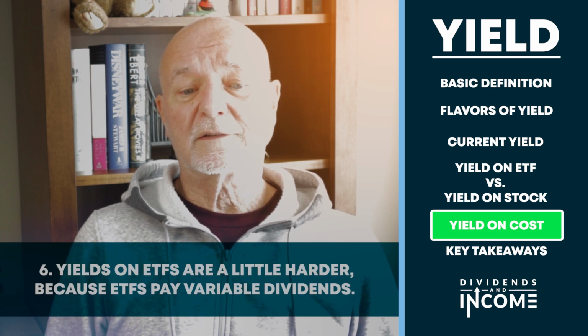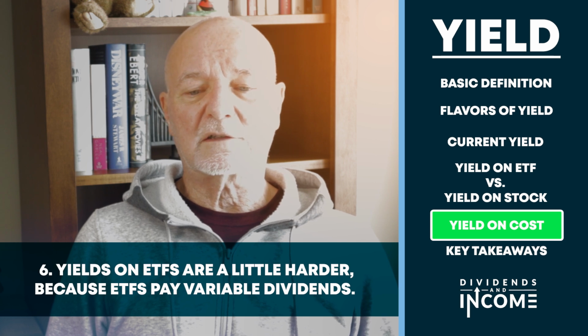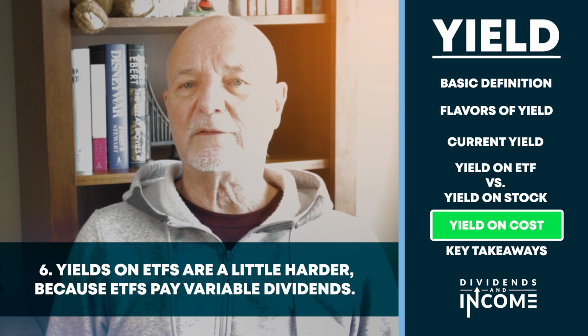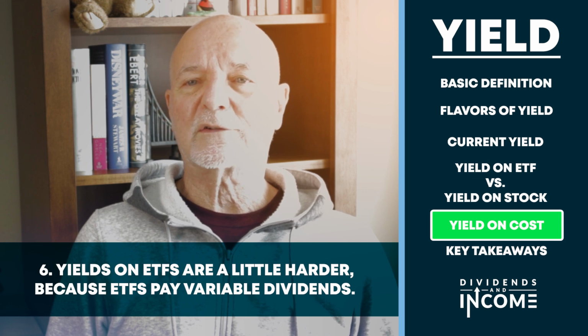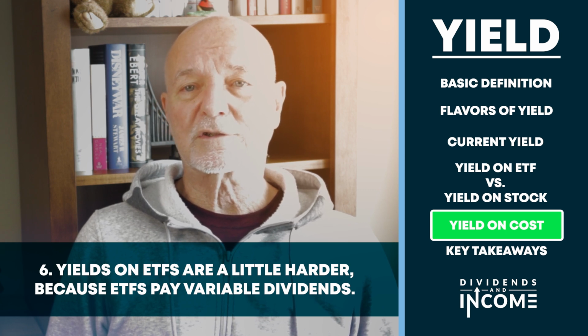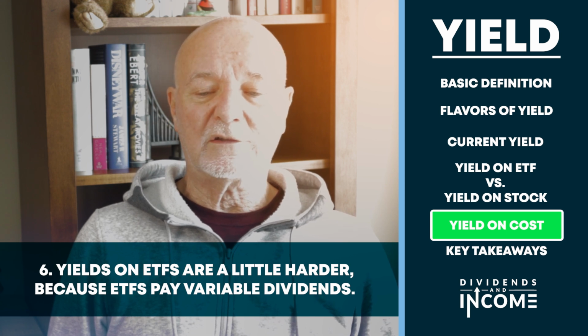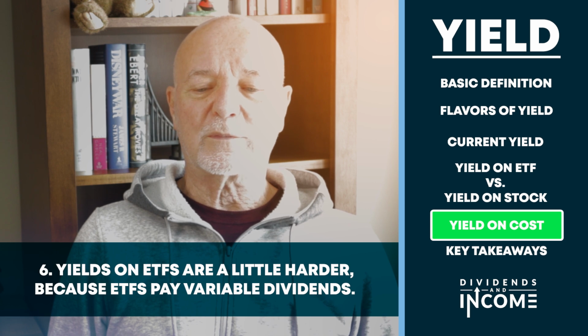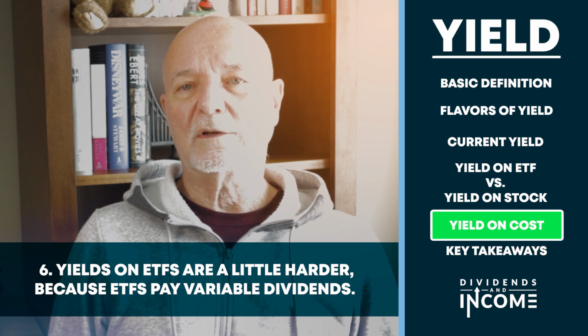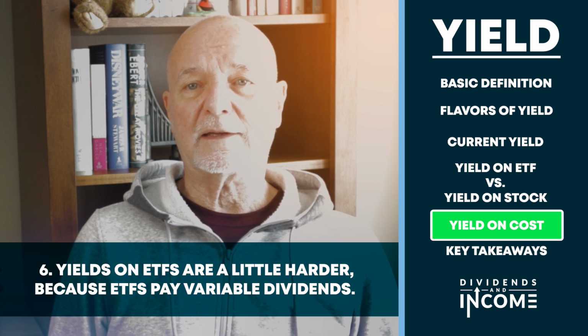Takeaway number 6. Yields on ETFs are a little harder because ETFs pay variable dividends. That makes it difficult to project 12 months' worth of dividends into the future. I think that the best practice is to use the trailing 12 months' actual dividends rather than project the last dividend forward when you're calculating the yield on an ETF.